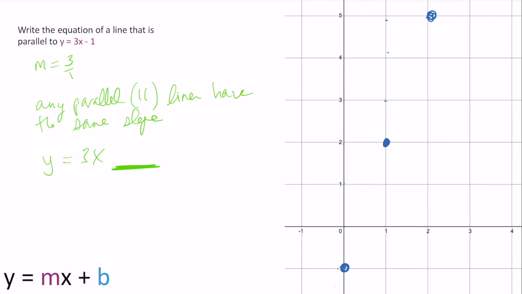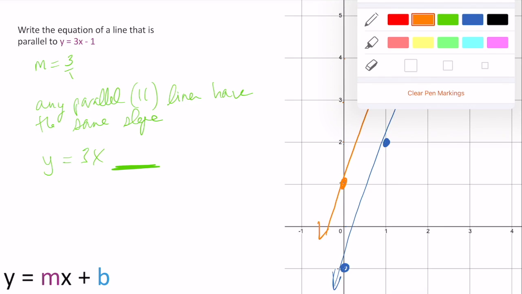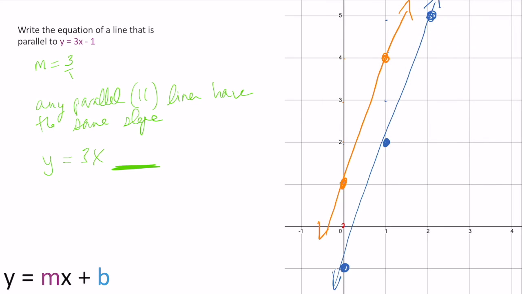Remember, any parallel line has to have the same slope, and the only thing that's going to change is the y-intercept. So for instance, I could start here, and then I could go up 1, 2, 3 over 1. And that would be parallel. And that y-intercept would be 1. I could start at the origin if I wanted to. I could start right here and go up 3, 1, 2, 3 over 1, and that line would be parallel. None of those are ever going to cross.